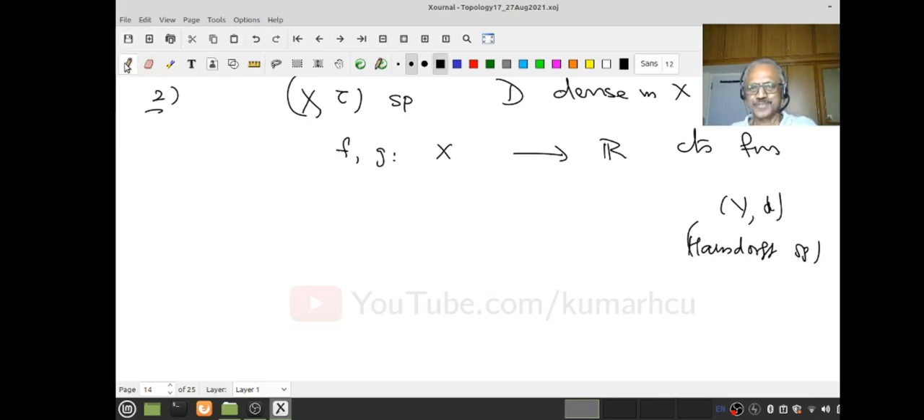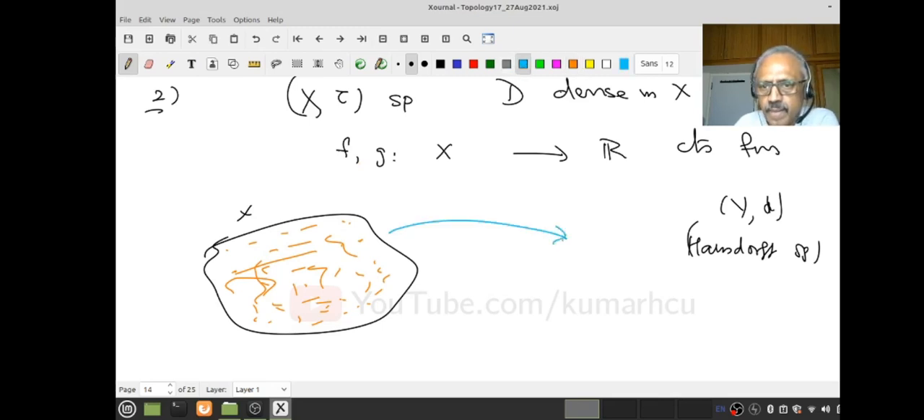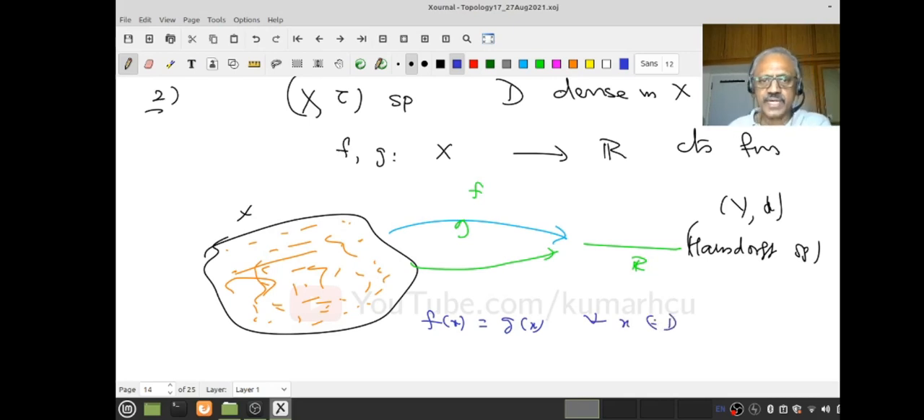But once you understand what I want to say here, now what I'm assuming is this. This is my X, and this is my D. Now I have two functions f and g from X to R. Now what do I know? I'm assuming f(x) equal to g(x) for all x in D. That is, f and g agree on the set D, but not necessarily on X.